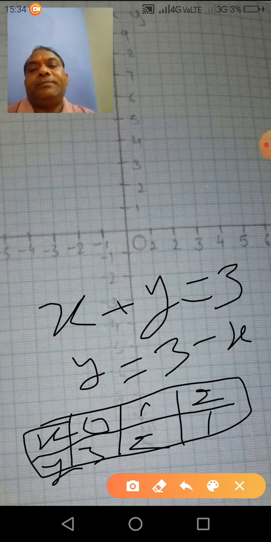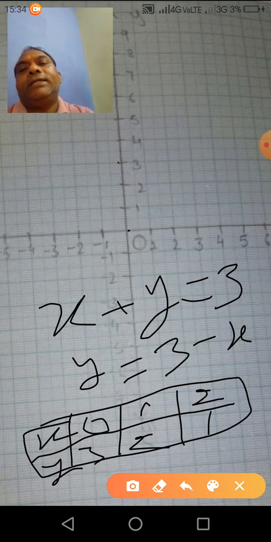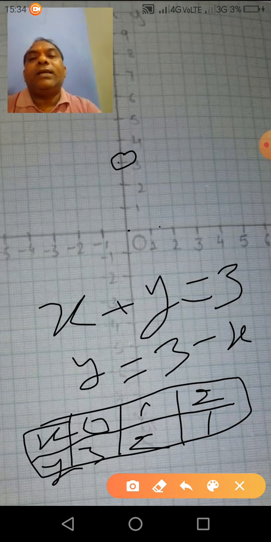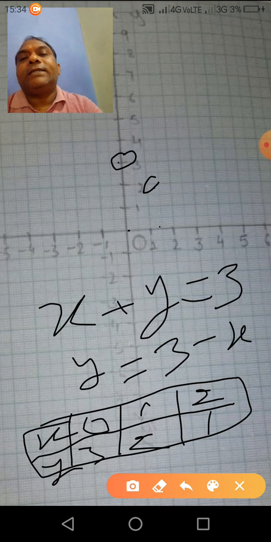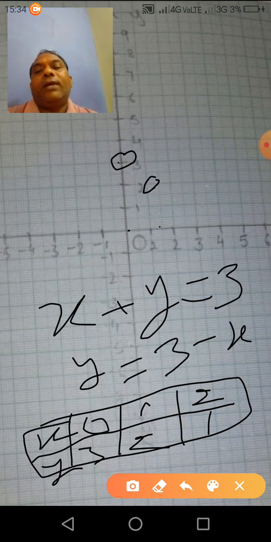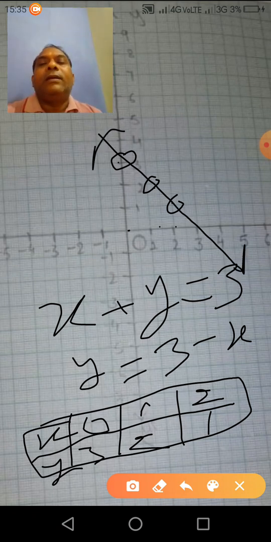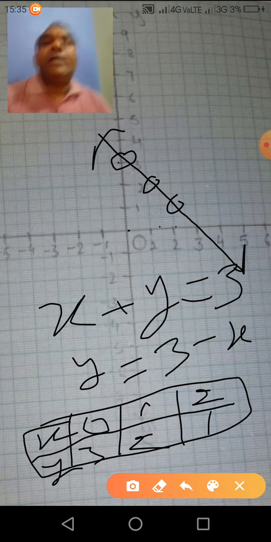Now you can plot it. Put x is equal to 0, then y is equal to 3. So first point is here. x is equal to 1, then y is equal to 2. Second point is here. Now x is equal to 2, then y is equal to 1. So third point is here. Now you can join these 3 points. Clear? Then you have a line x plus y is equal to 3.